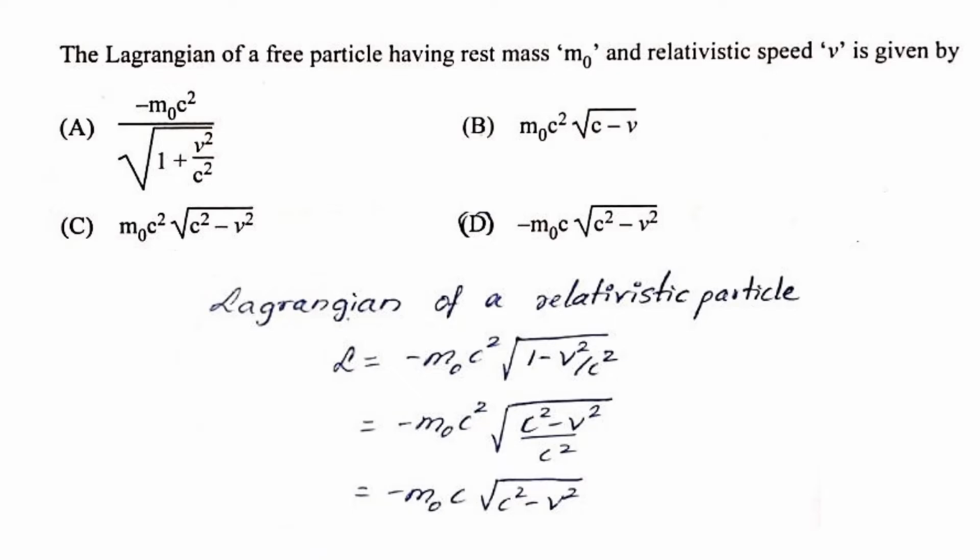Lagrangian of a relativistic particle is given by minus m0 c square into square root of 1 minus v square by c square, which is minus m0 square root of c square minus v square divided by c square. If you simplify this one, you will get minus m0 c square root of c square minus v square. Therefore option D is the right answer.